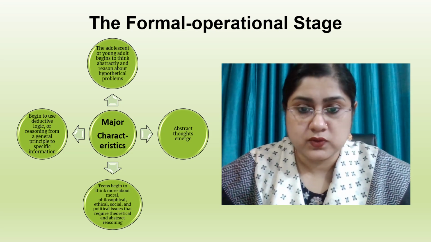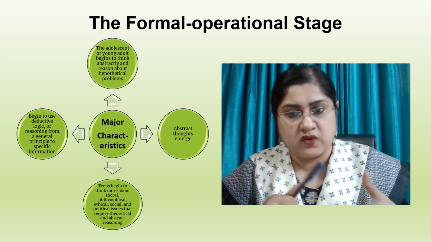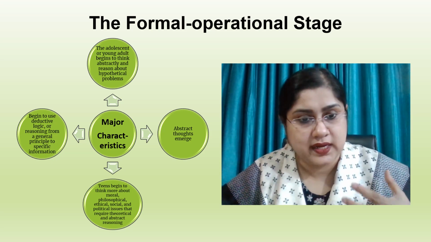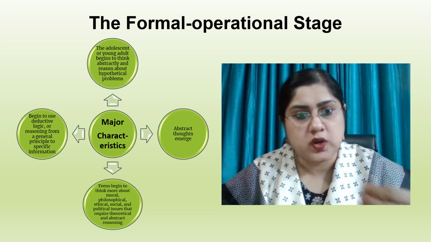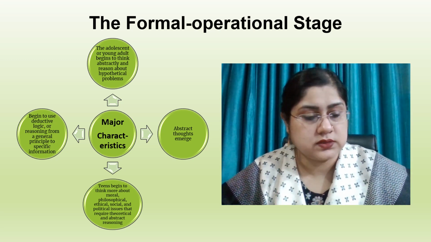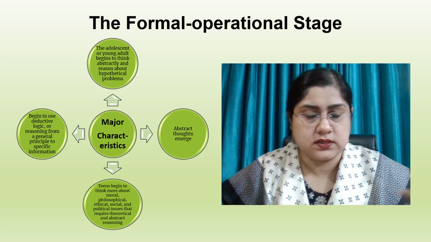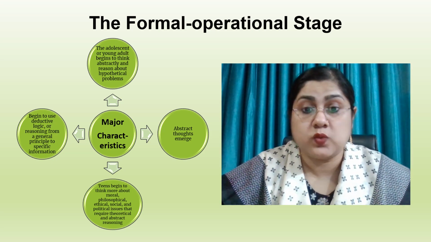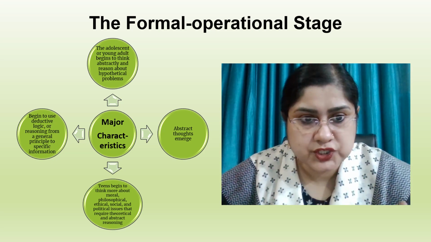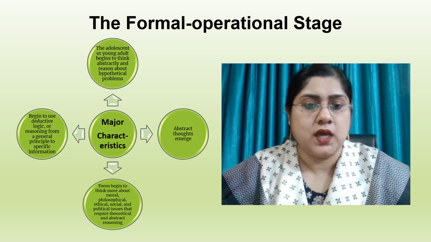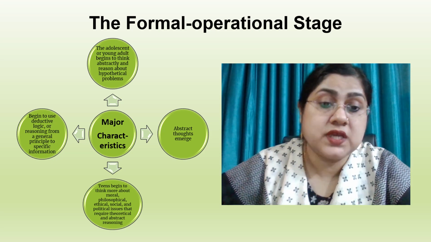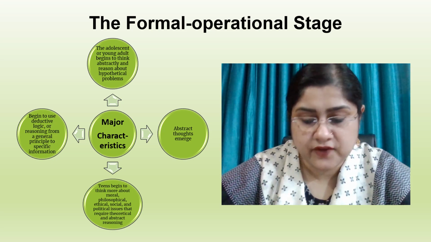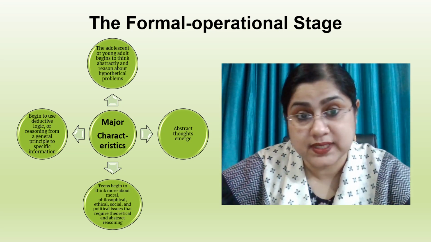Teenagers begin to think more about morals, philosophical ideas, ethics, and social and political issues. They start doing a lot of debates and talking about issues related to world politics and the politics of the nation. These discussions and thoughts require theoretical and abstract reasoning. So they are in a position to debate because they are now starting to think in an abstract way. They begin to use deductive logic, or reasoning from a general principle to specific information. These are a few of the important features of the formal operational stage.